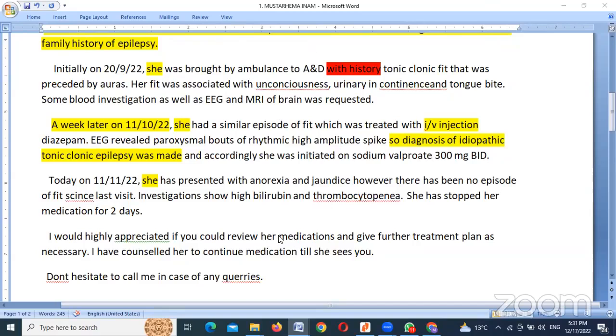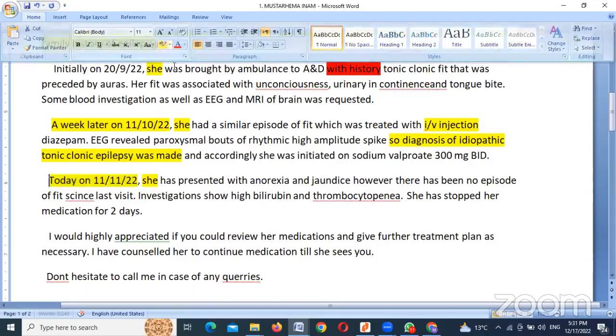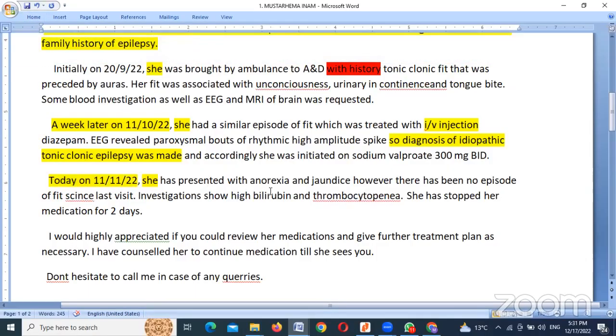Okay. So then today, and again here, we don't need to use both of these things. Today and the date also, just use one of them. With anorexia and jaundice, however, there has been no episode of fit since her last visit. Her investigations show high bilirubin and thrombocytopenia. She has stopped her medication for the last 2 days.